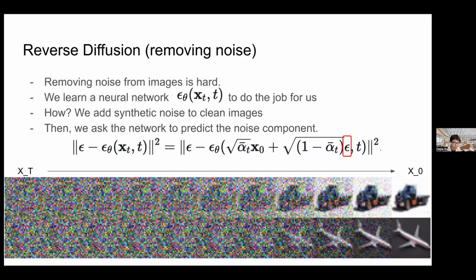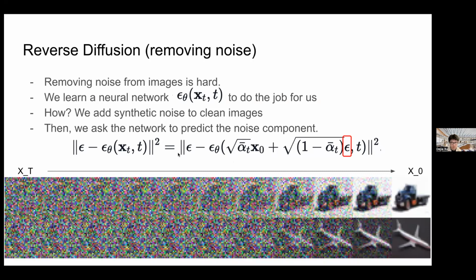How are we going to make this happen? The way we do this is that we can add synthetic noise to the clean images and ask the neural network to guess what is the noise component. So the way we implement this is consider the xt as a noisy image. We send it into the neural network and ask the neural network to predict the noise epsilon.